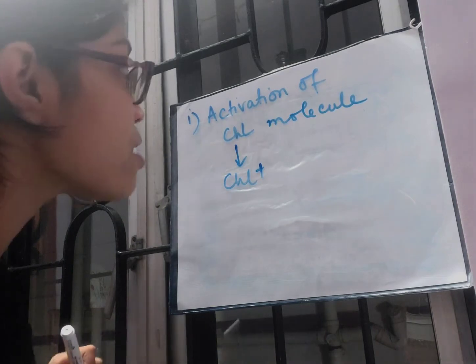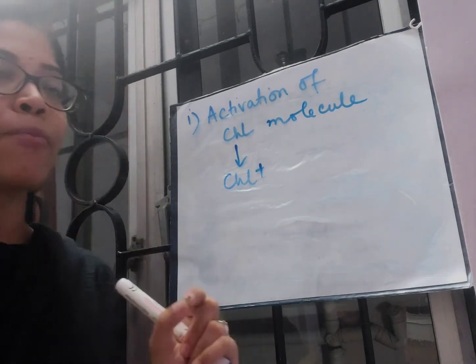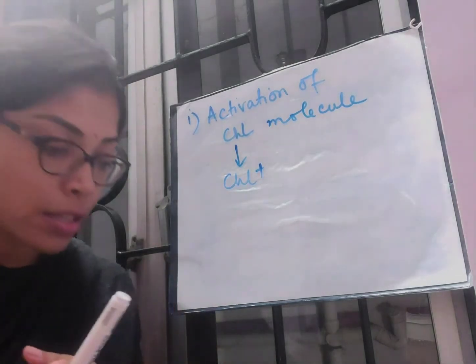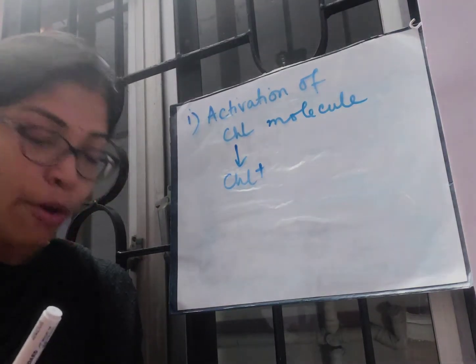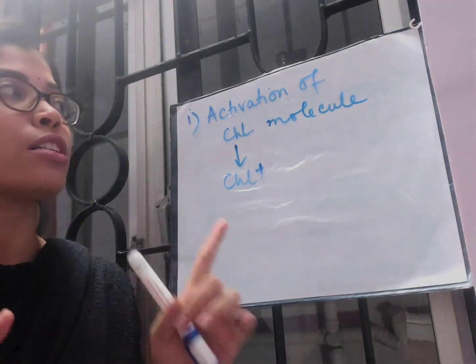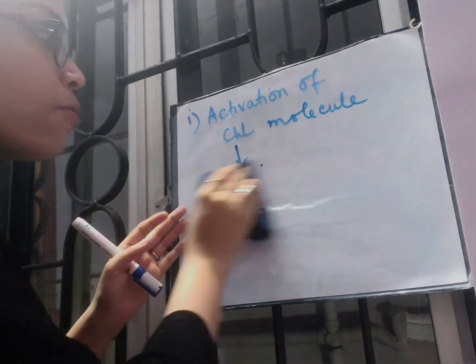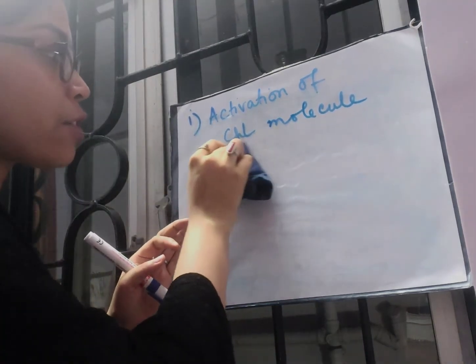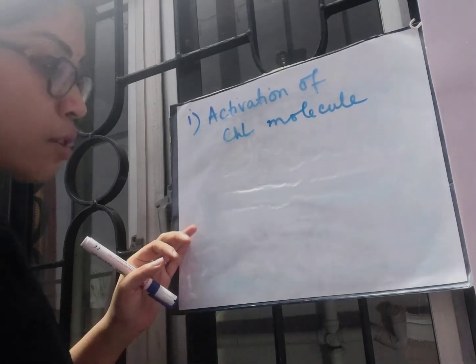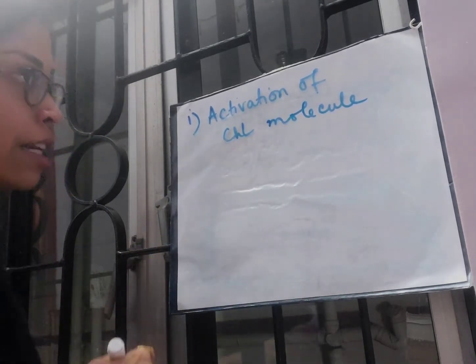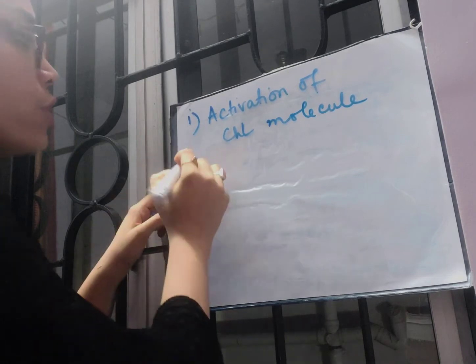Okay, so this is the first step of the whole process of photosynthesis, not just the first step of light phase. It is the first thing that happens during the overall process of photosynthesis, that is the activation of the chlorophyll molecules. Okay, next step is photolysis of water.